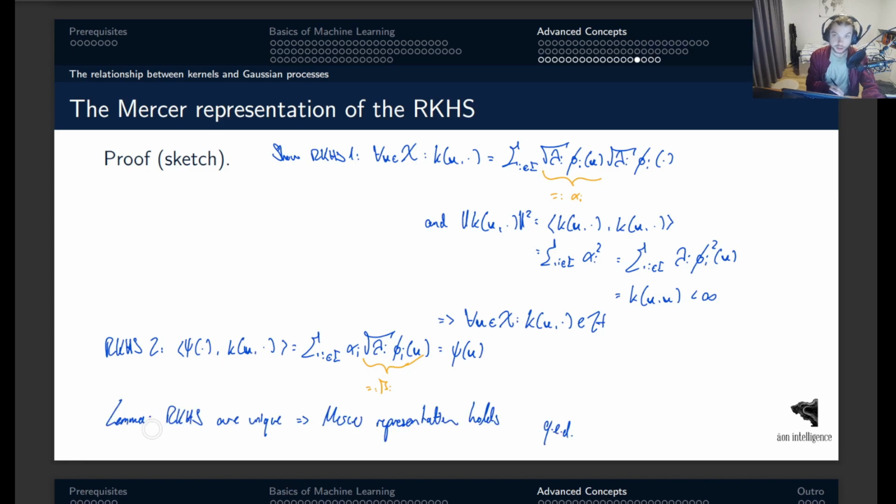And now let's finally employ a lemma which states that RKHSs are unique. With that we have shown that the Mercer representation is indeed equivalent to the explicit construction that we had two lectures ago when we were building the reproducing kernel Hilbert space H as a linear combination of kernel functions.